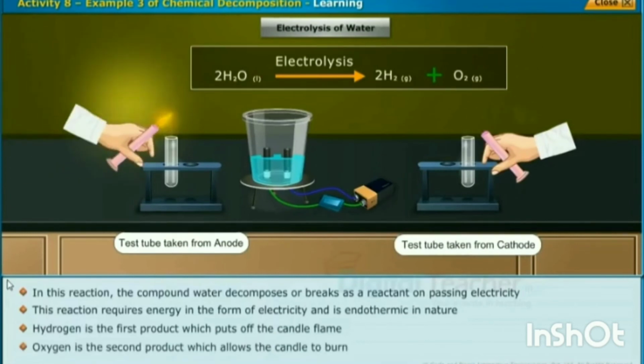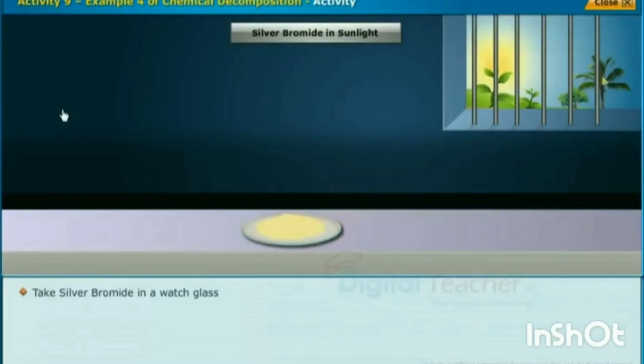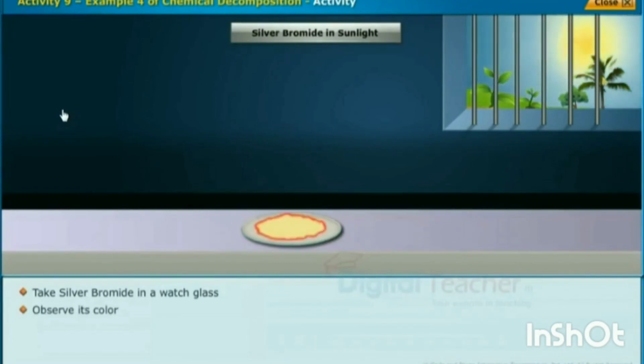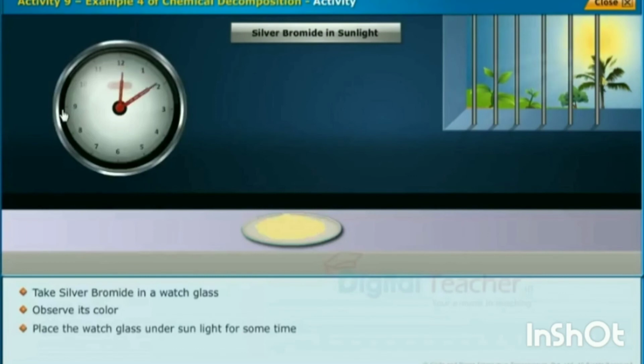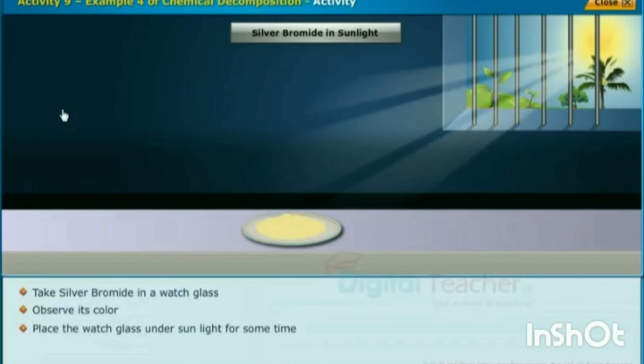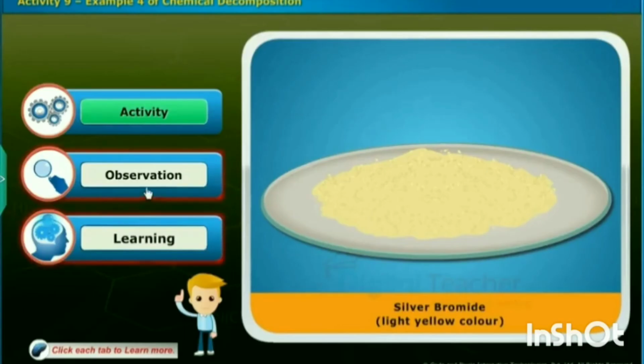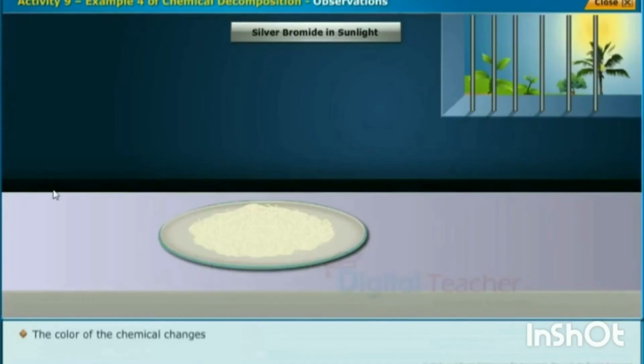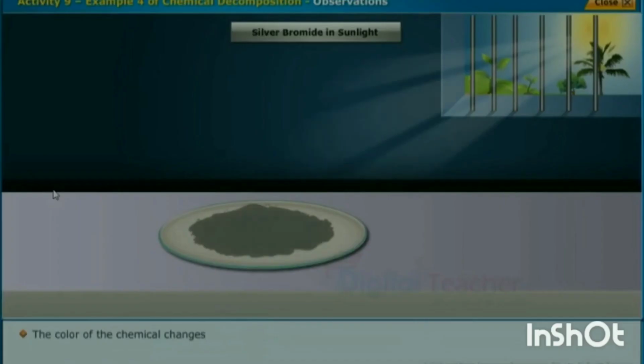Some decomposition reactions can occur in the presence of light. Such reactions are known as photodecomposition reactions. Let us study photodecomposition with an example of silver bromide. Take silver bromide in a watch glass and observe its color. Now place this watch glass under sunlight for some time. And then observe the color change of the chemical.